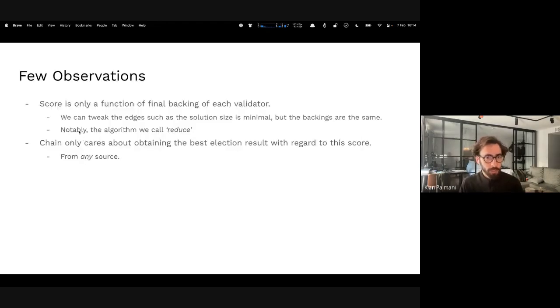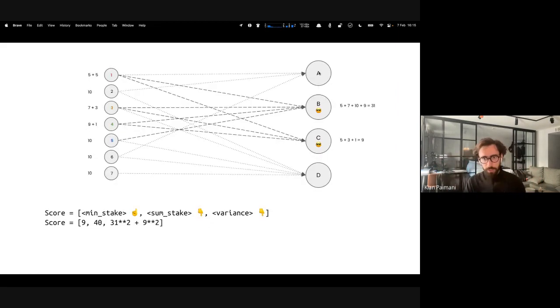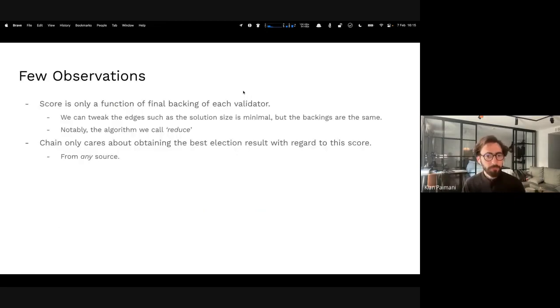Yeah, so this is an algorithm that we refer to in the code as reducing a solution. Basically, we compute the outcome with the full graph, then we freeze this side of it. We're not going to tweak any winner's final backing stake. And then we start cutting off edges so that we get a smaller graph of solution.